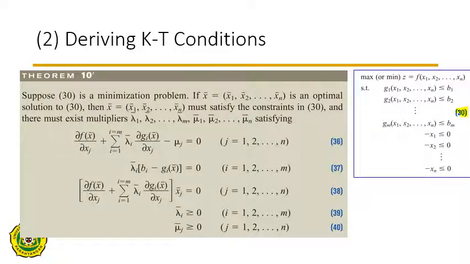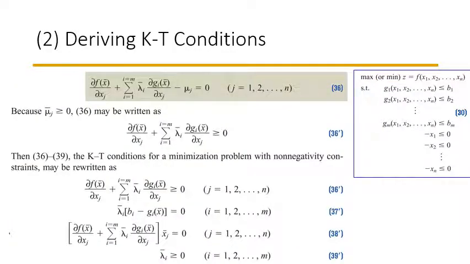Theorem 10 prime says that to solve this problem, we need to find the solution x bar, which means x bar 1 up to x bar n, that satisfies all the original constraints in the problem. And there must exist multipliers lambda 1, lambda 2 up to mu n, such that those multipliers satisfy all these given equations. All those equations that we need to fulfill are the K-T conditions.